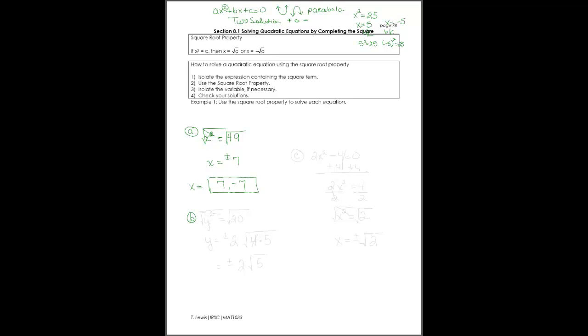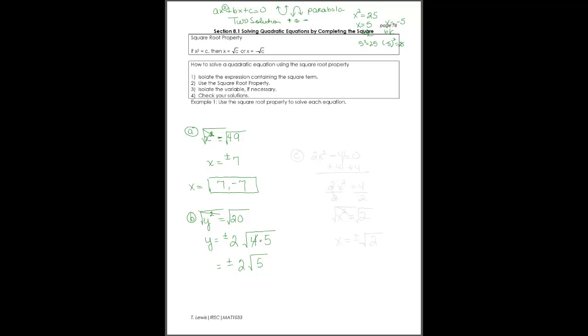B, we have here y squared is equal to 20. We're going to take the square root to both sides. We have y is equal to plus or minus the square root of 20. 20 is not a perfect square number. Therefore, we're going to have to find factors of 20. One of its factors is a perfect square. We have 4 times 5. Take the square root of 4. That is 2. Bring the 2 on the outside. So our solution is y is equal to plus or minus 2 square root of 5.